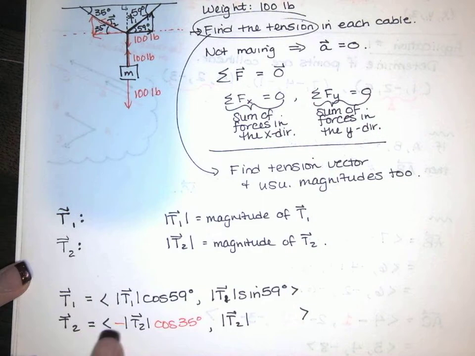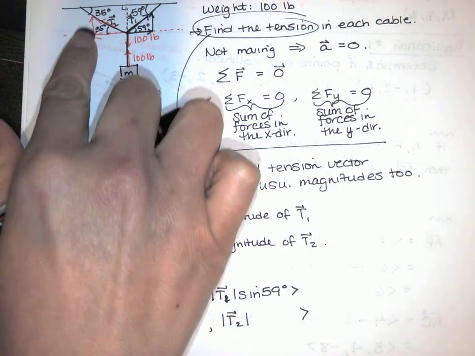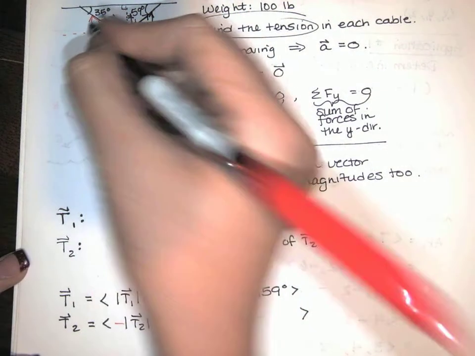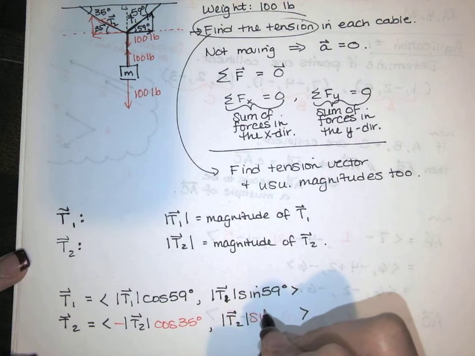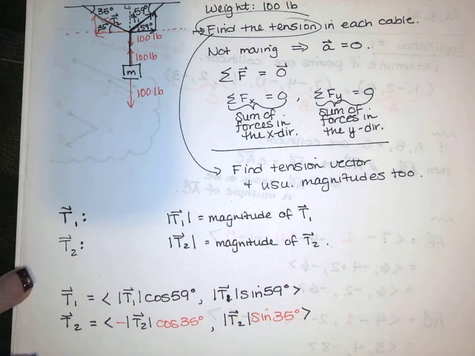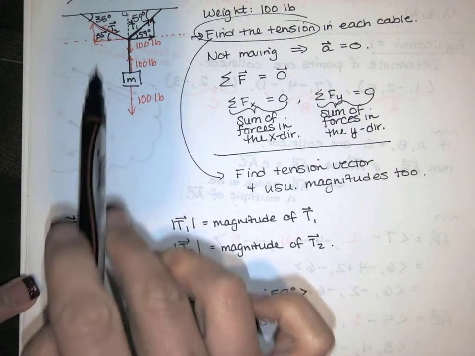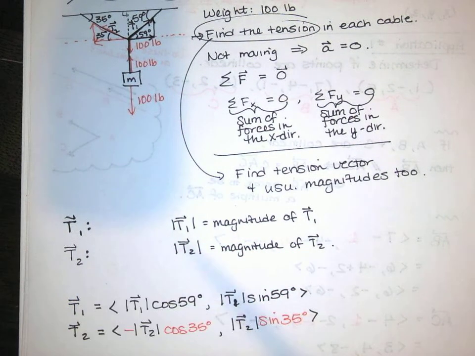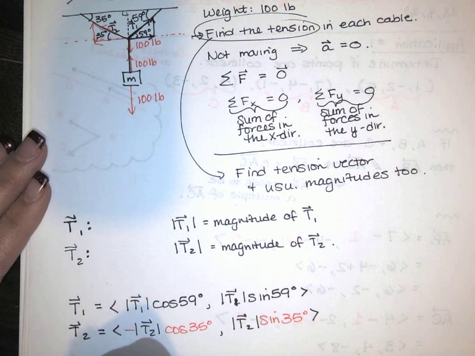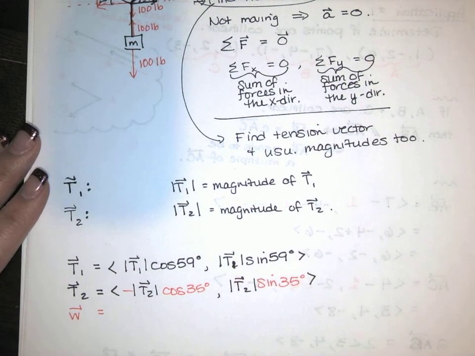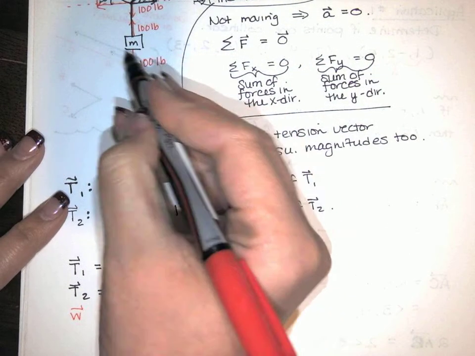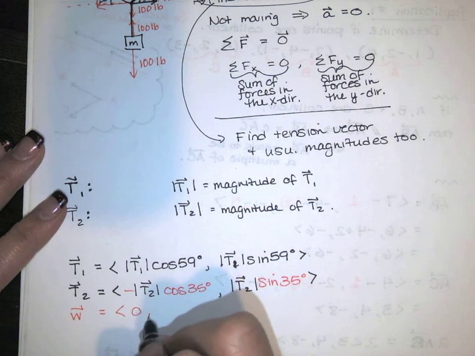That's the negative x direction, so I get a negative here. That's still positive y direction. So we're going to have the magnitude of T2 times, opposite the 35, a sine of 35. So those are those two forces, and then we've got this other force from the mass that's pulling down. We've got 100 pounds. The weight of that mass is 100 pounds. There is no force acting in the x direction there at all. It's all in the y direction. It's just 100.